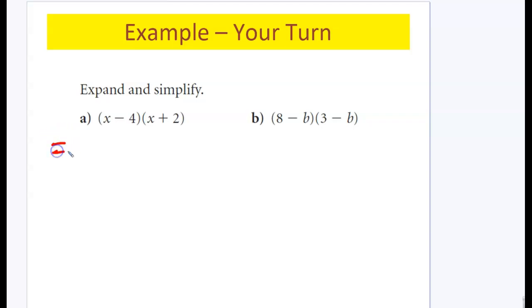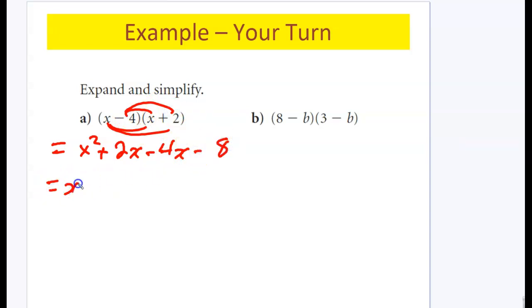Okay, hoping you've had a chance to do this. So again, I'm just going to go through the distribution. x times x is x squared. x times positive 2 is going to be 2x. Negative 4 times x will be negative 4x, and negative 4 times 2 is negative 8. Gathering like terms, I get x squared minus 2x minus 8.